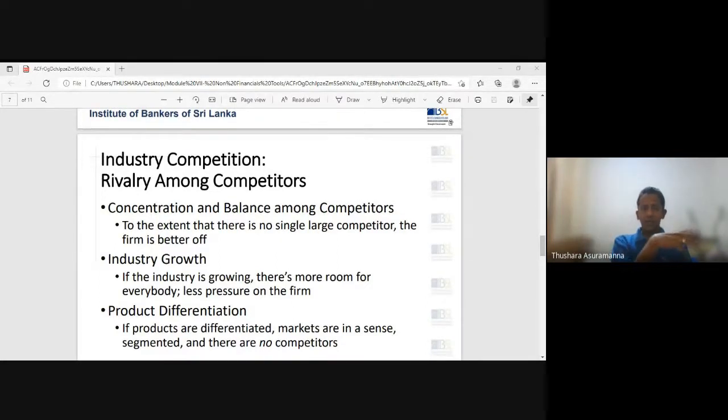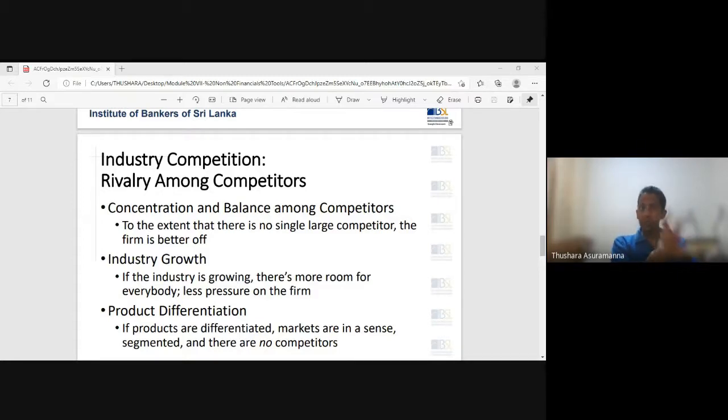What it means is, if there is a single monopoly type of competitor, then you may not be in a position to make good money. But if you have a number of players with a fair share among each other, then you have a fair chance of achieving your business goals. Let's say one person has 80% of the total market share, then there will be 20% for the rest of the competitors.